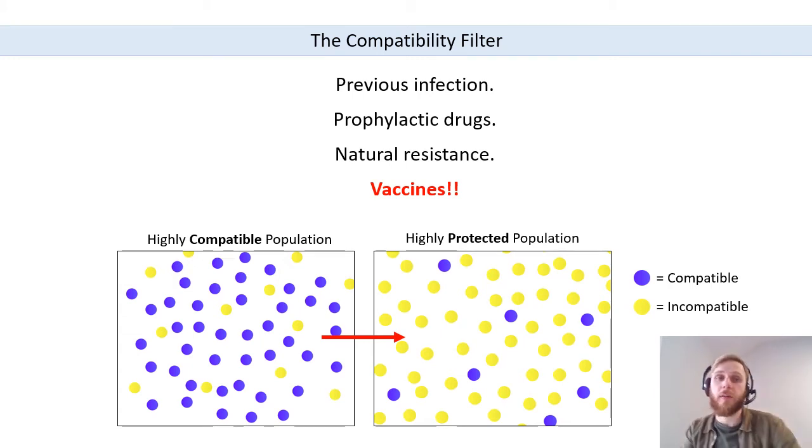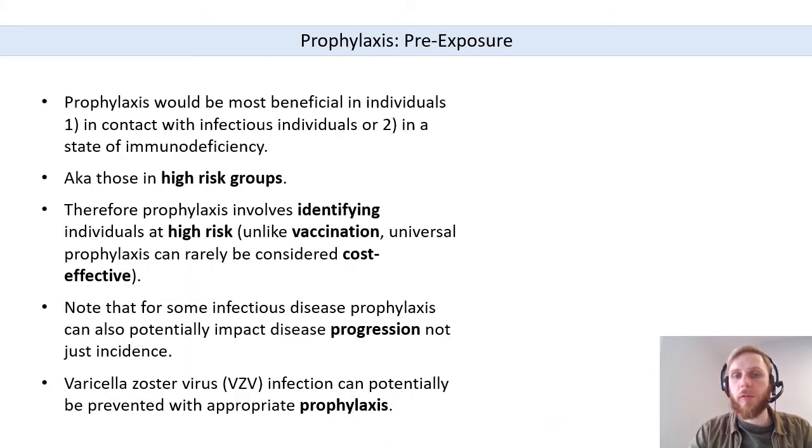This is essentially what herd immunity is, which is a concept we've again talked about. The idea that if enough individuals in a population are protected, potentially by vaccination or sometimes by previous infection, then the particular infectious agent just will not spread through the population. It will not reach the individuals who are compatible, because those individuals are just surrounded by incompatible individuals. Okay.